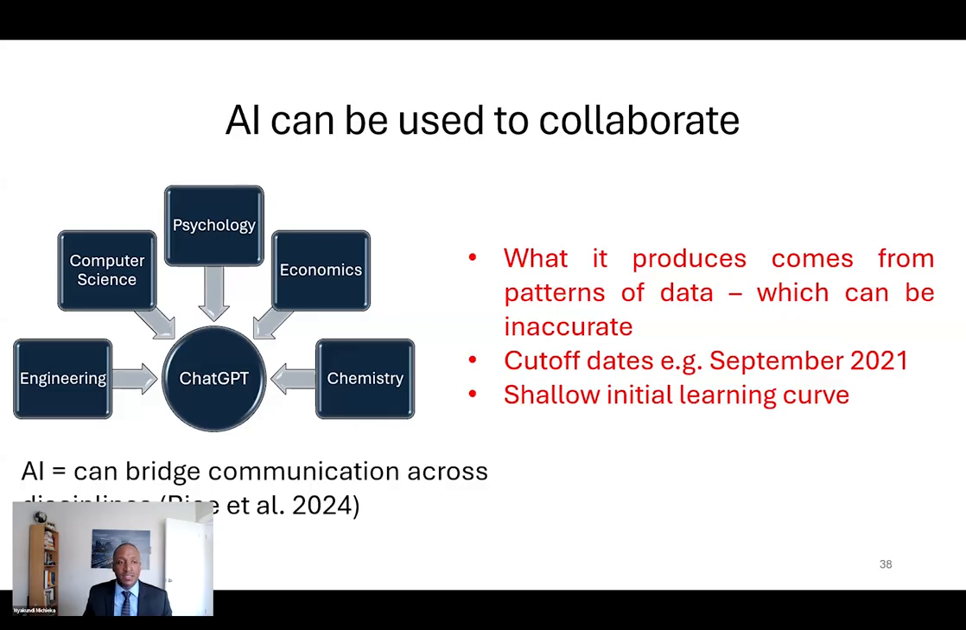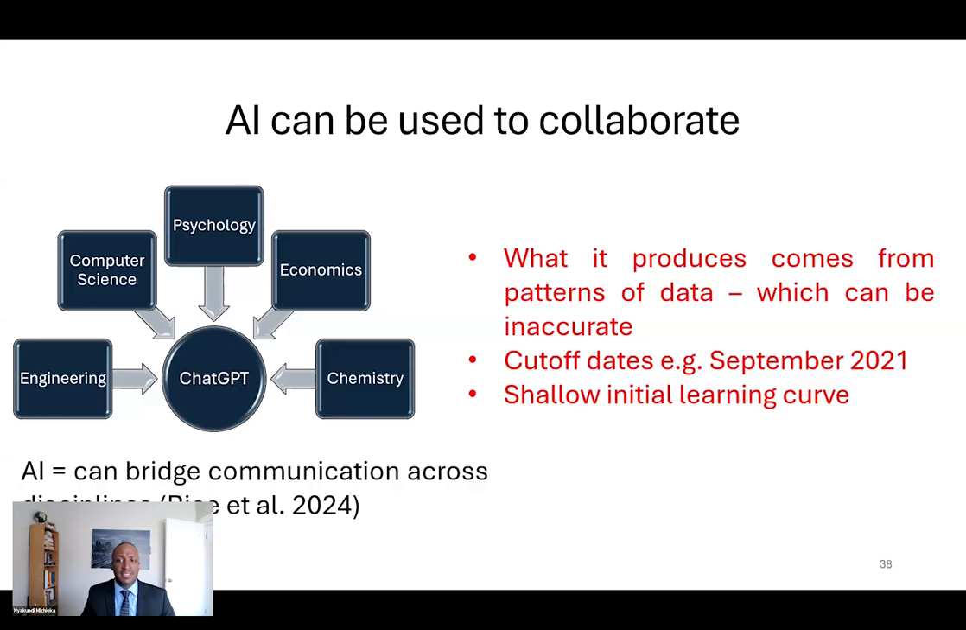The other thing about AI, we also got to be careful, is that what AI produces comes from patterns of data. So if you're working off something that's very recent or very new, it takes a while before AI catches up on that. The second thing is that some of the data or work you may be looking at will end, where there's a cutoff date for what the AI has. And then it also has a shallow initial learning curve.